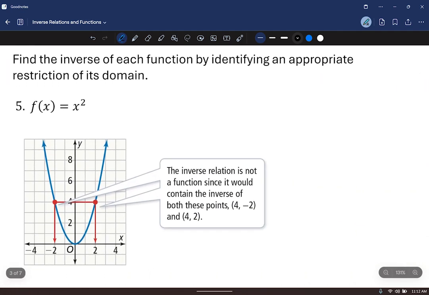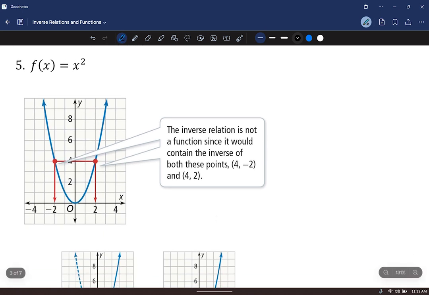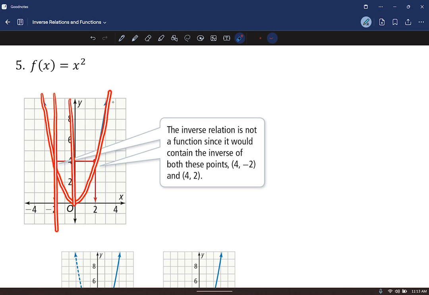All right. Find the inverse of each function by identifying an appropriate restriction on its domain. So if you will recall from number 3, this is the same equation we were looking at. If you graph x squared, your original, you can see that it itself is a function. All right? It's a function. If I were to draw a vertical line, I would only hit that one time anywhere I drew a vertical line. So all of my x's are paired with one y value. Now, a vertical line test will tell you whether that function or that graph is a function.